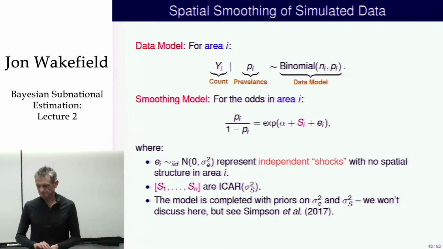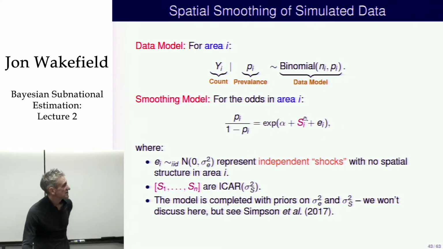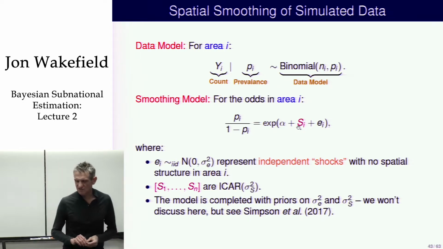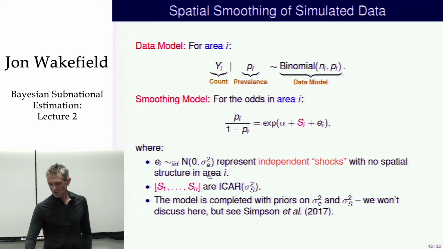So here in area i, remember we just had these counts with a sample size n_i, and we had different sample sizes. So again, we're going to do the modeling on the linear predictor scale. The log odds of the prevalence are linear: there's an intercept, and then we have this spatial random effect, and then these IID shocks. We're going to assume an ICAR model for the spatial random effects. So we do have a BYM model here.